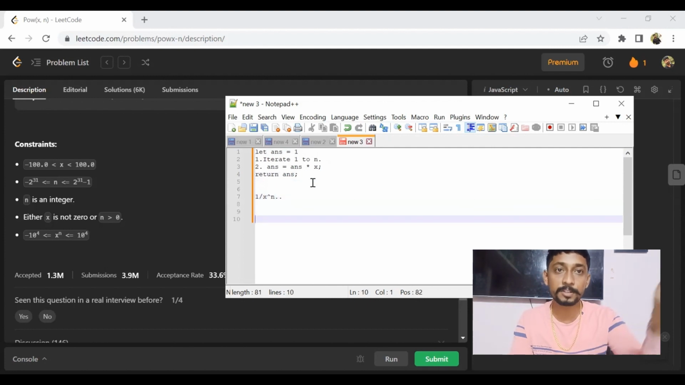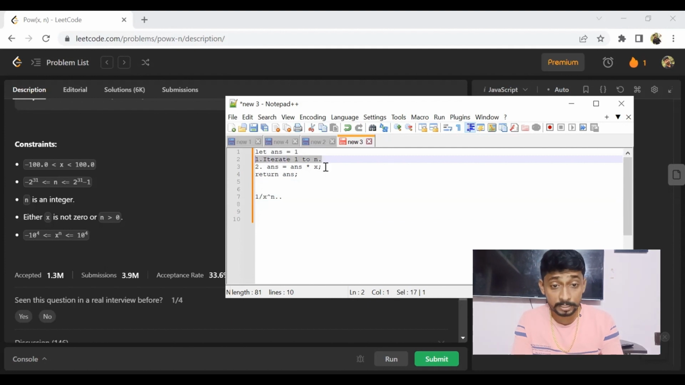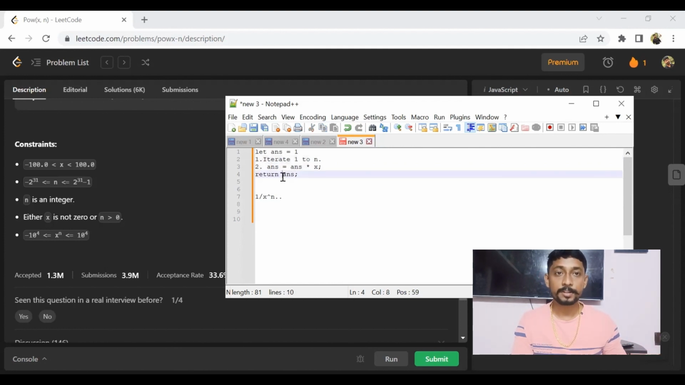So what I will suggest is, definitely you have to iterate 1 to n, and multiply your answer, but finally, instead of returning the answer, you have to return 1 divided by answer, right? So that is what you have to do. If n is less than 0, please return 1 divided by answer, otherwise simply return answer, because I want to handle the edge case for both positive integer as well as negative integer. So that is my corner case.